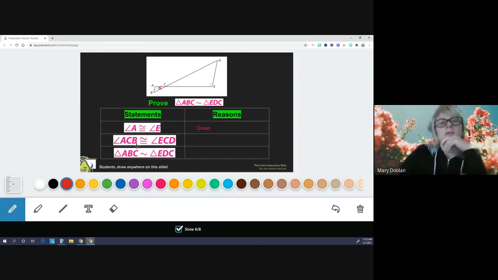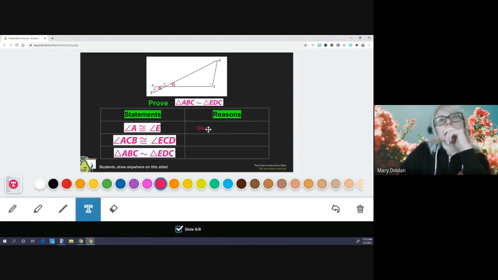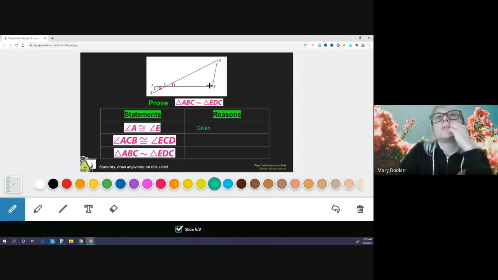So we're saying angle ACB is congruent to angle ECD. ECD, that's this one. Why do I know that these two angles are congruent? How can I say that's true? There's a reason why. So you have to fill in the reason. How do I know? I'm just going to do some color coding. So the first thing here, angle A is congruent to angle E. It's given. Those are the green ones.